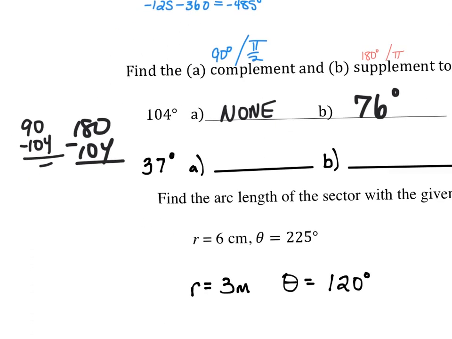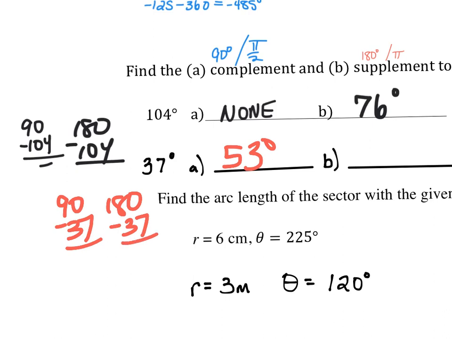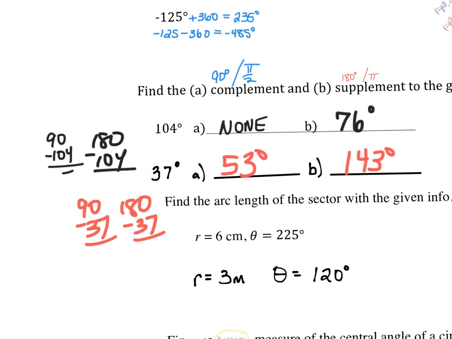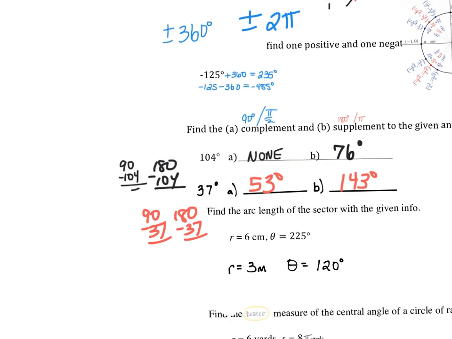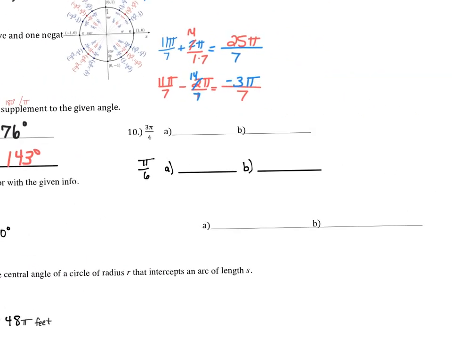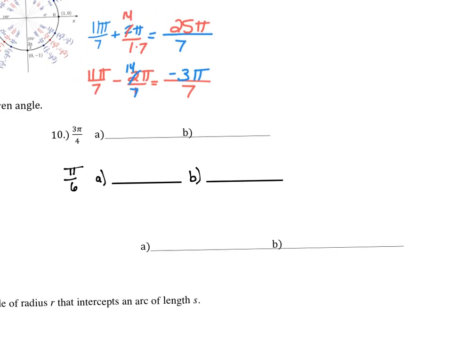Same thing with 37. 90 minus 37 gives me 53 degrees. 180 minus 37 gives me 140 degrees. You guys want me to give you like 20 of those, right? Yeah, no.